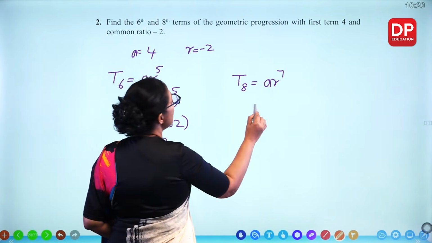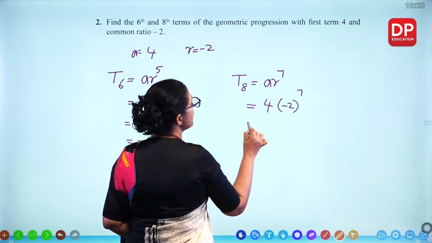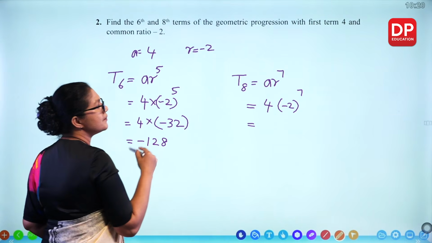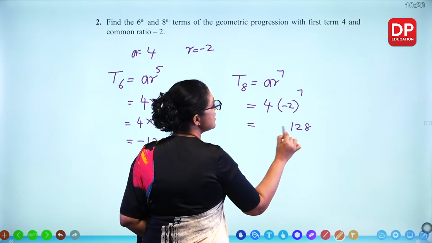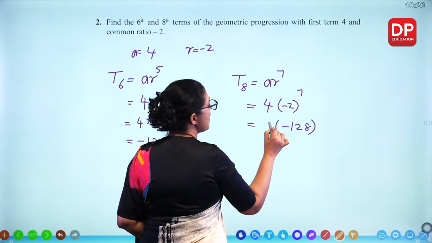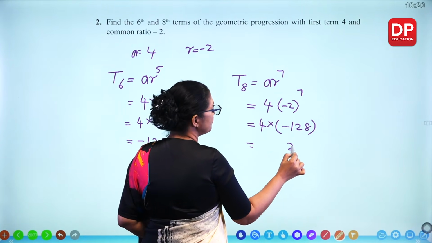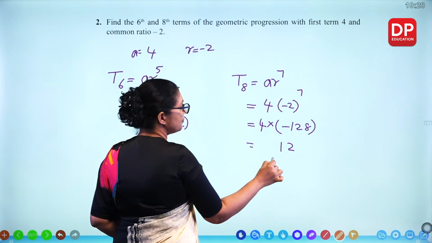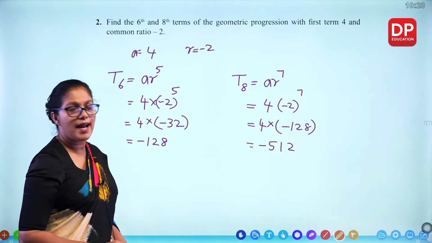This one, A is 4. R is minus 2 to the power 7. Again, odd power. 2 to the power 7 is 128, but this is minus multiplied by 4. So you get minus 512.